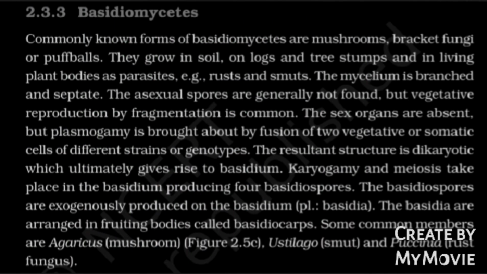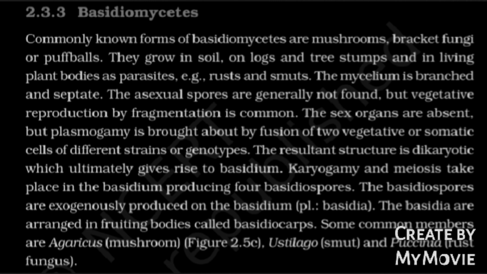Basidiomycetes. Commonly known forms of Basidiomycetes are mushrooms, bracket fungi, or puffballs. They grow in soil, on logs and tree stumps, and in living plant bodies as parasites, for example rust and smuts. The mycelium is branched and septate. The asexual spores are generally not found, but vegetative reproduction by fragmentation is common. The sex organs are absent, but plasmogamy is brought about by fusion of two vegetative or somatic cells of different strains or genotypes. The resultant structure is dikaryotic, which ultimately gives rise to basidium.